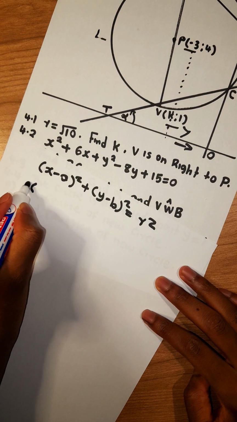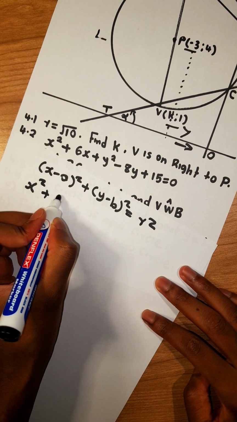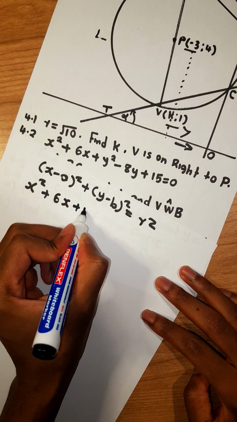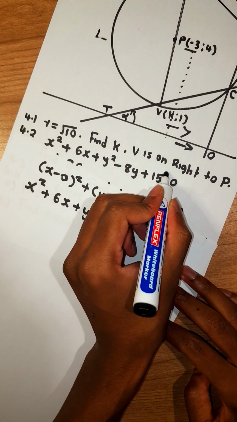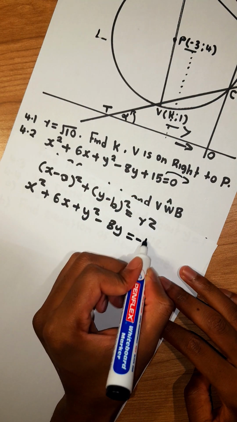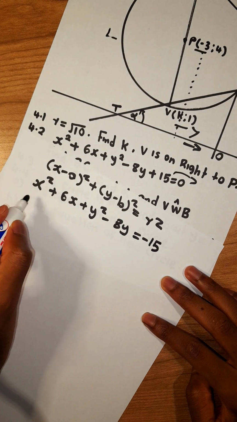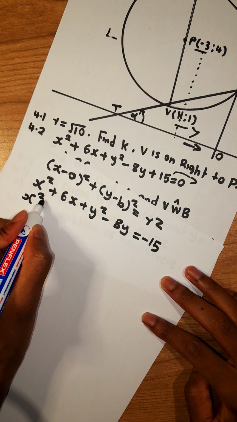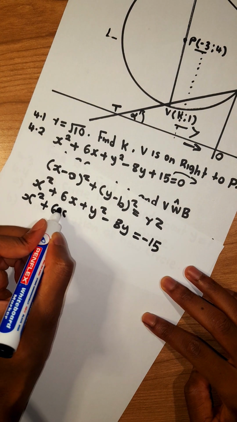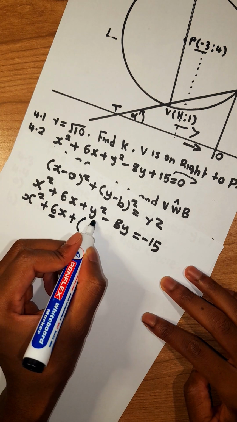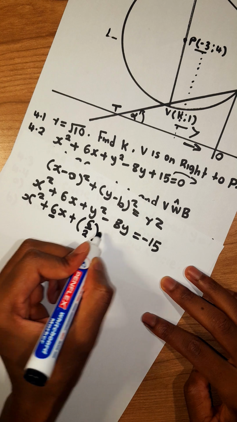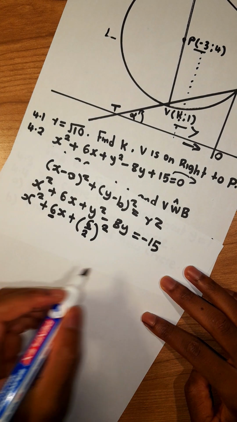So if I copy it, I'm having x squared plus 6x plus y squared minus 8y. Let's just take the 15 to the other side. We're going to have minus 15. So this is what you do. You're going to say x squared plus, you are having the 6x. Take the number that is in here, plus 6, you divide it by 2 and then you square it. That's what you do each and every single time.